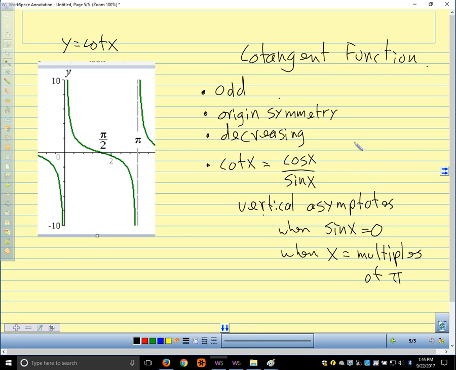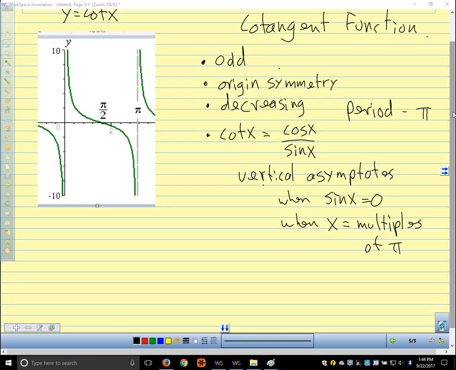Oh, and I forgot one thing. Period is pi, just like the tangent function. All right, so for graphing cotangent functions, the only thing that is different is where we find the asymptotes. Everything else is the same.